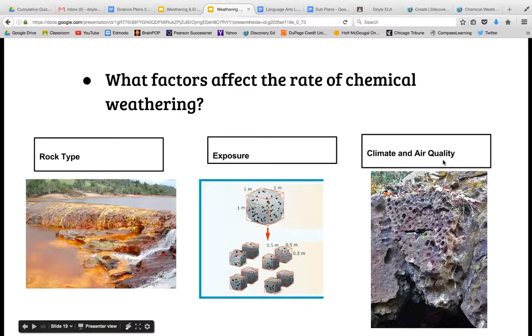Another thing, climate and air quality. In warmer climates, there's going to be chemical weathering from rain and from the acids in the soil. In a colder climate, there might be less chemical weathering from rain, because there's not as much rain in the colder climate. Now, air quality: if it's an area where there's a lot of pollution, then that pollution gets into the rocks too and causes more chemical weathering.